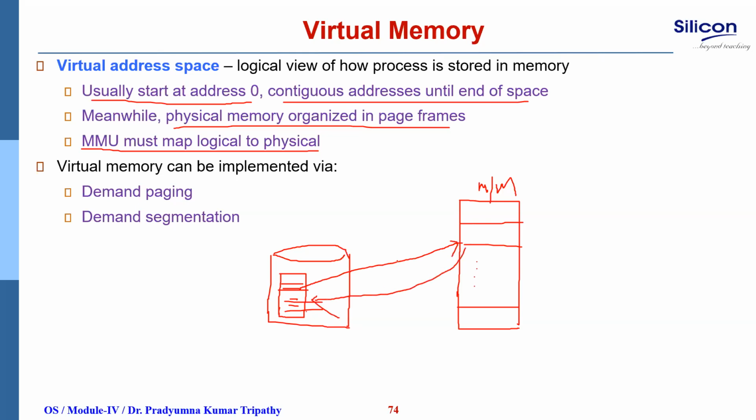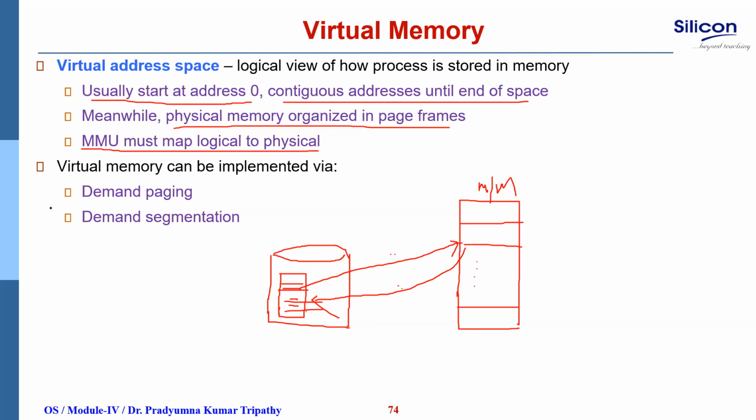And what is this process called? I have already told you. This is called swap in, and this is called swap out. This is also called roll in and roll out. If you are taking something out of the memory, it is roll out or swap out. If you are bringing it to the memory, we say swap in or roll in.